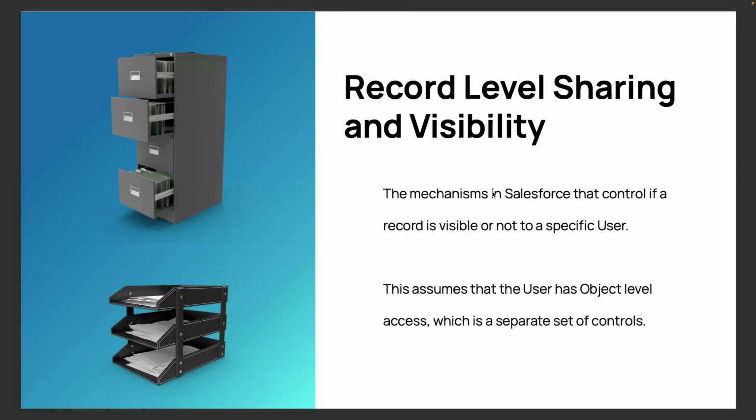And we're talking about record level sharing and visibility. If an object represented an office where you needed access into the office with your profiles and permission sets, then the record sharing is the equivalent of being able to get into the file cabinet and being able to control access to particular records. So what we're here to talk about is record level security after the user already has their file level security, their structural security.